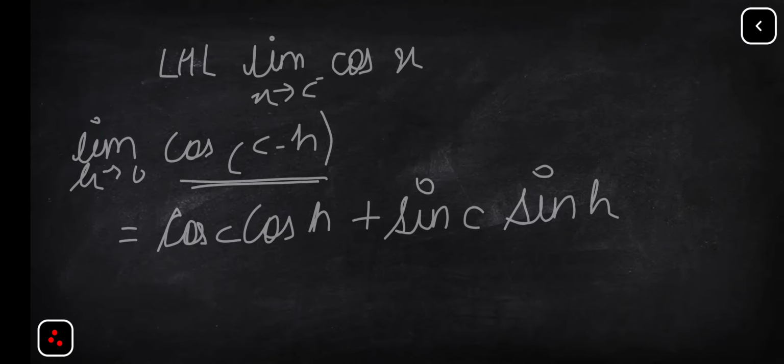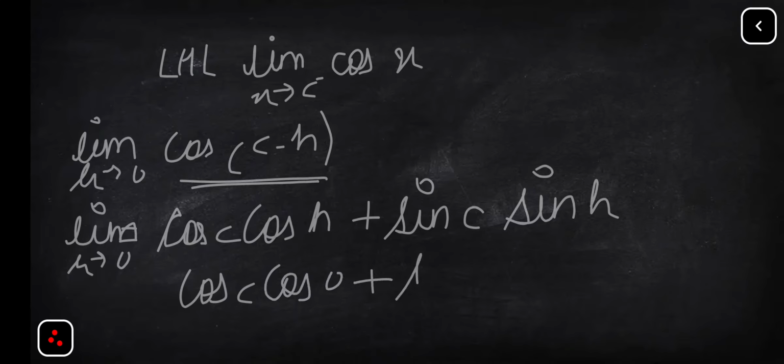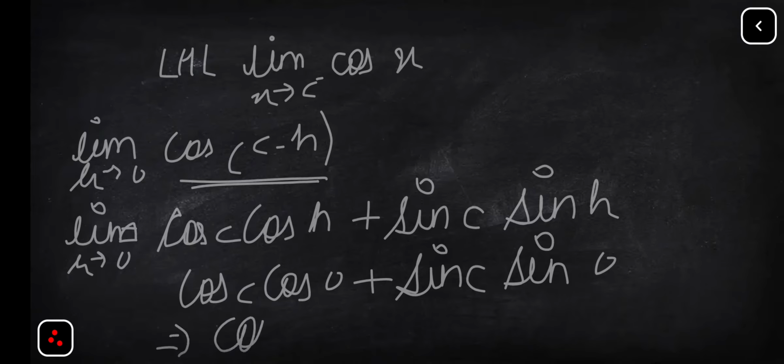Now we put the value of h, which is 0. So cos c into cos 0 plus sin c into sin 0. We know that sin 0 is equal to 0 and cos 0 is equal to 1. So the answer is cos c. So we found the left hand limit.